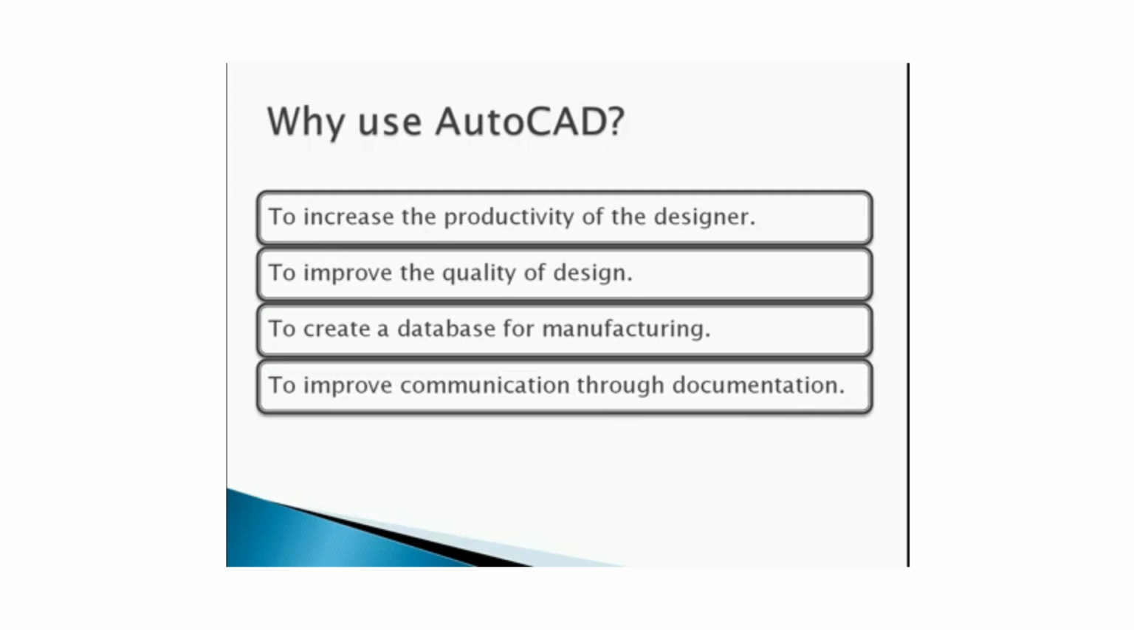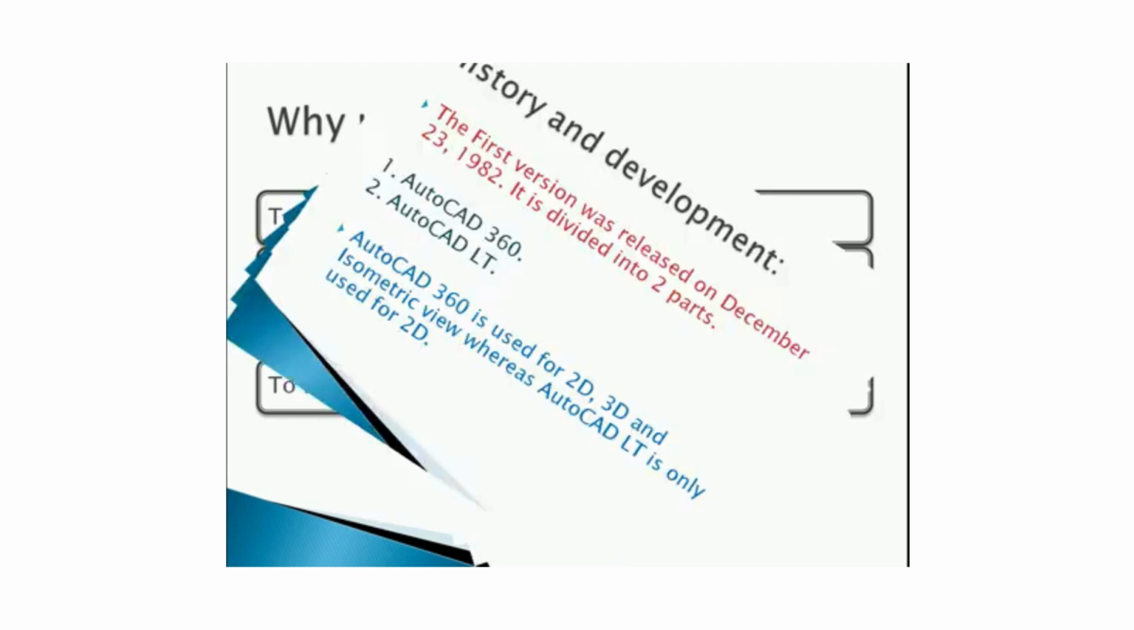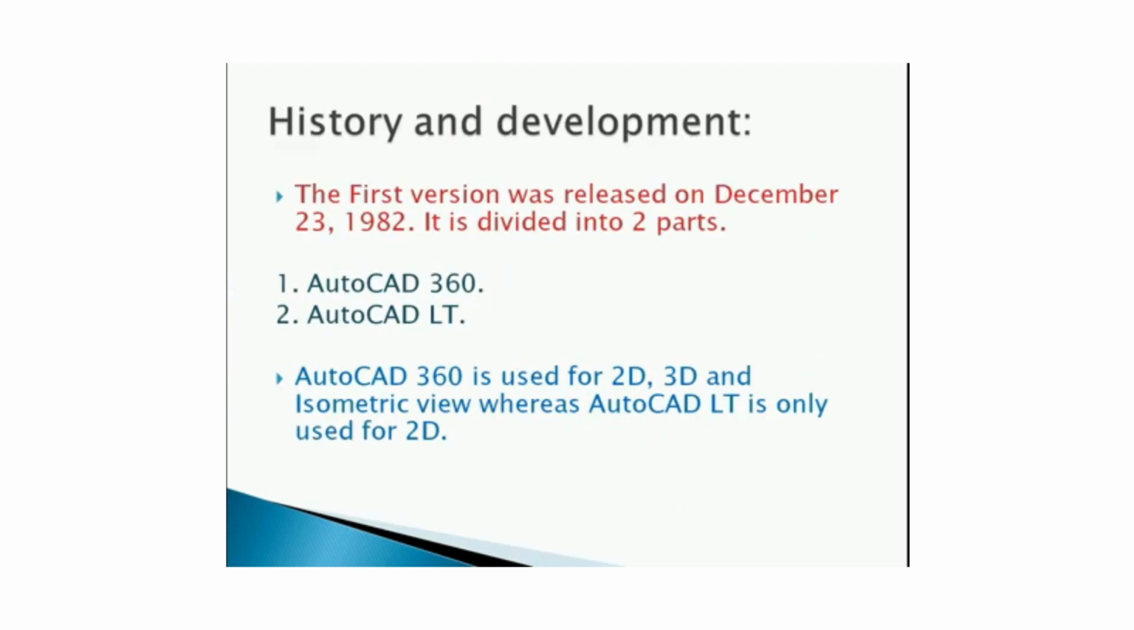So, the next topic is history and development. So when was AutoCAD released? The first version was released on 23rd of December in 1982, and it was divided into two parts. The first part is AutoCAD 360 and the second one is AutoCAD LT. So now I will tell you about what is AutoCAD 360 and what is AutoCAD LT.